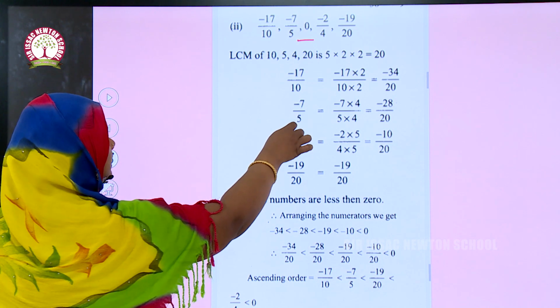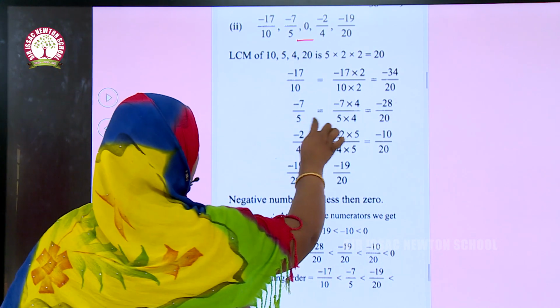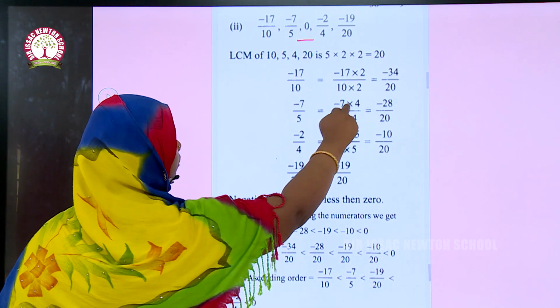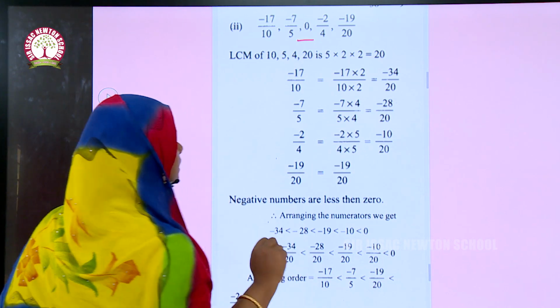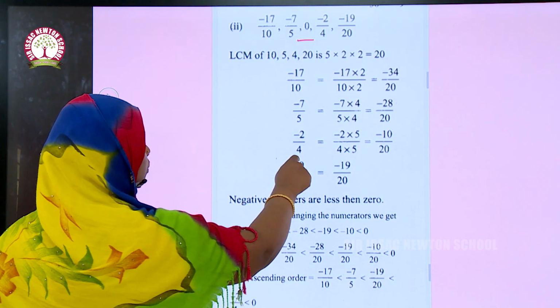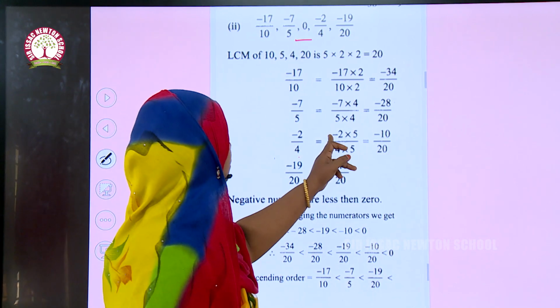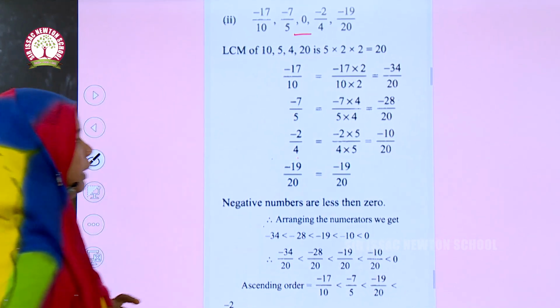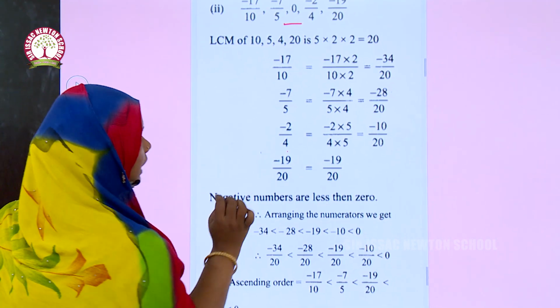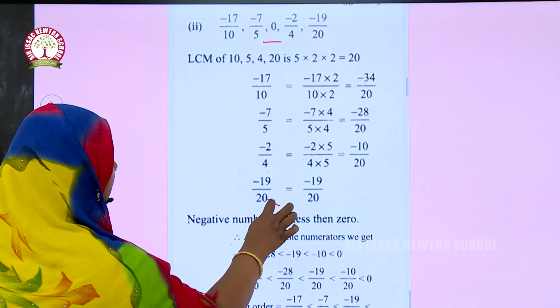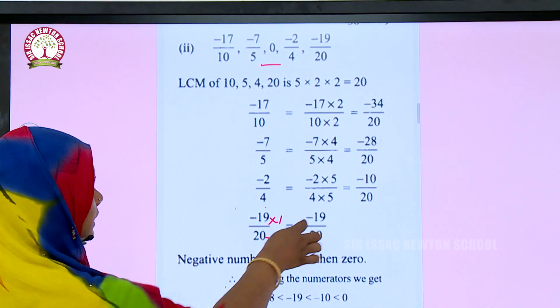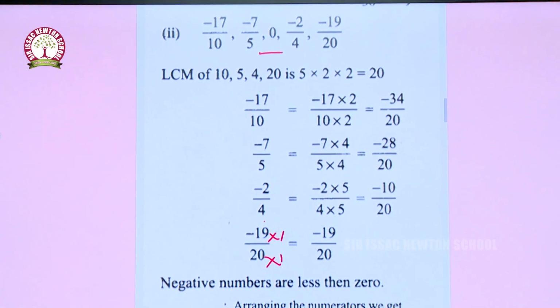The next value, minus 7 by 5. This 5 should be multiplied by 4. Therefore, minus 7 into 4, which is minus 28. And minus 2 by 4, this 4 should be multiplied by 5 to make it 20. So, minus 2 into 5, minus 10 by 20. Here we already have 20, so just multiply it by 1. So, minus 19 into 1, minus 19 by 20.